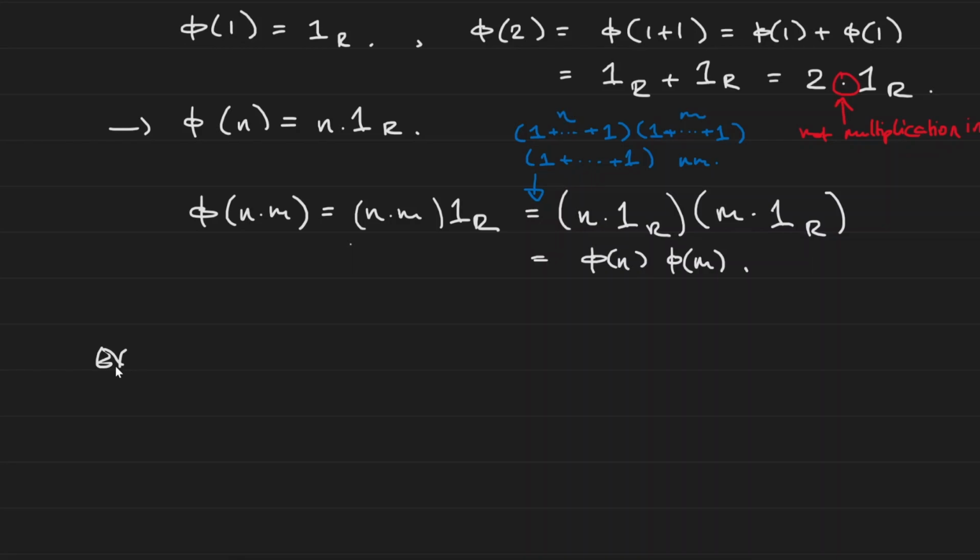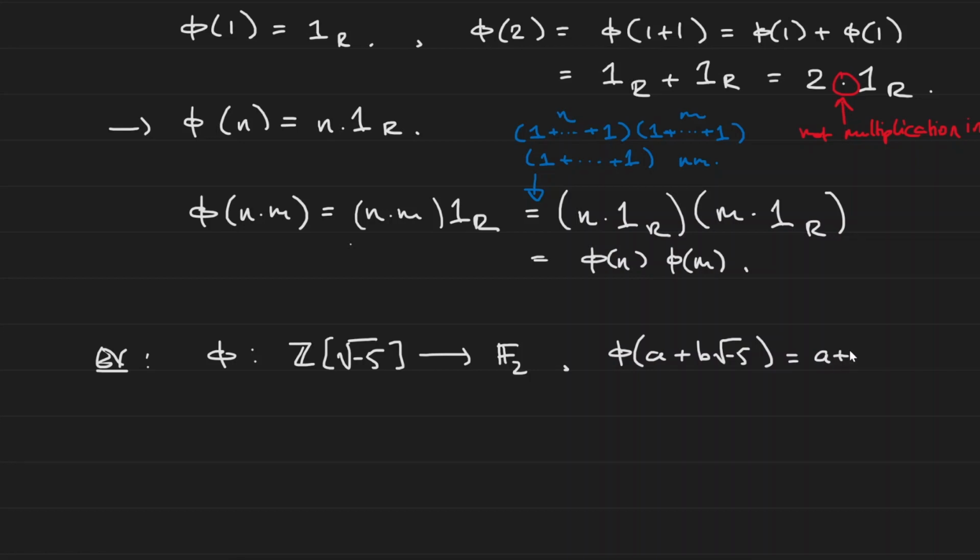And another example, which I'll leave more as an exercise, is to show that the map phi that takes you from Z adjoin the square root of -5 into the field with 2 elements, where you define phi of a plus b square root of -5 to be equal to a plus b, but because we're working in F2, you probably want to take mod 2 here, is a ring homomorphism.